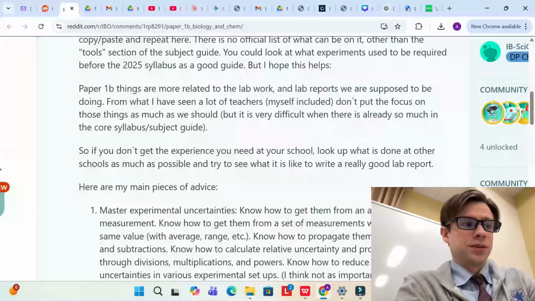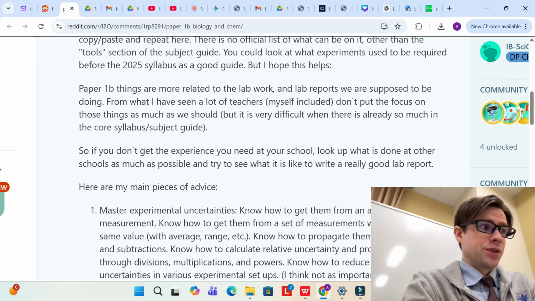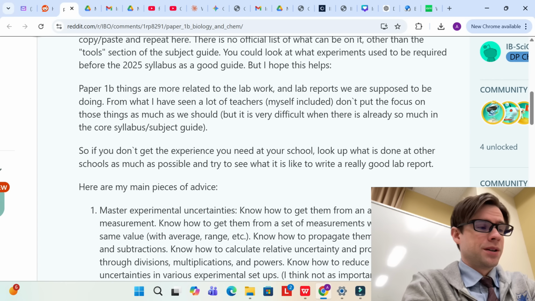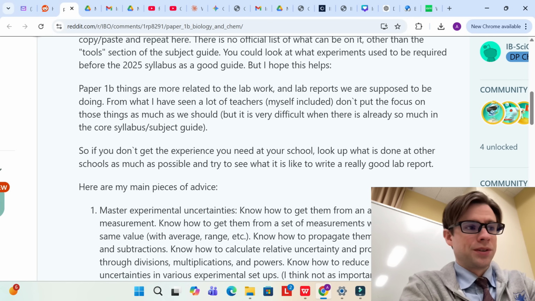Okay, so paper 1B things are more related to lab work and lab reports that we are supposed to be doing. So oftentimes people who have done good lab work throughout the 2 years of the DP program actually don't have that much problem with paper 1B, I think, because they've been in the lab every week or every 2 weeks making solutions, checking errors, using a bunch of all these instruments.